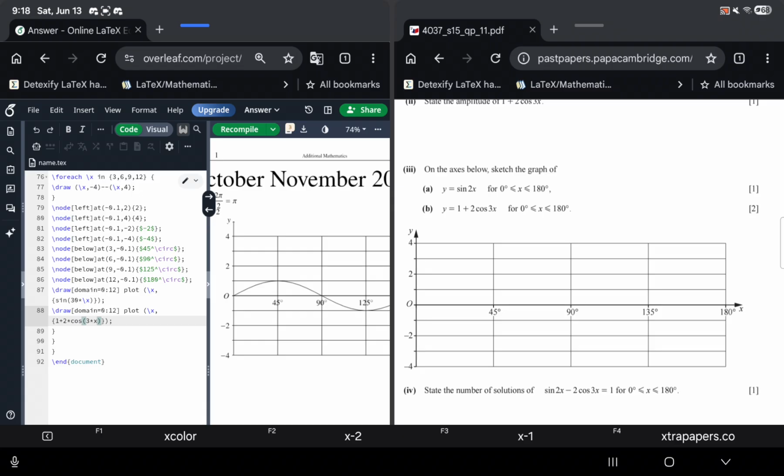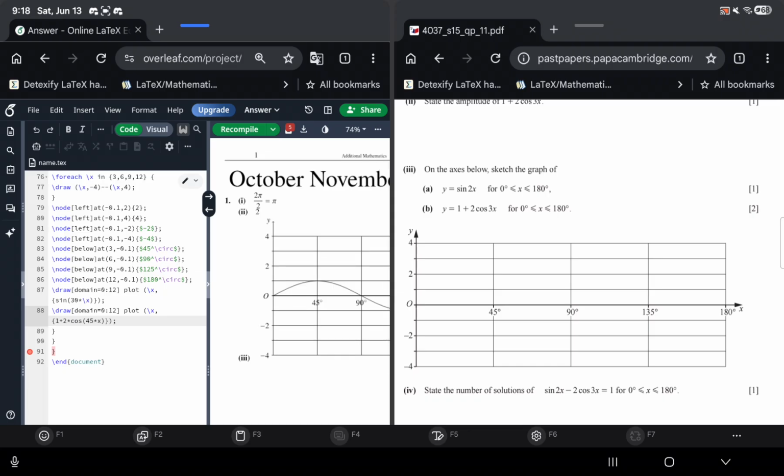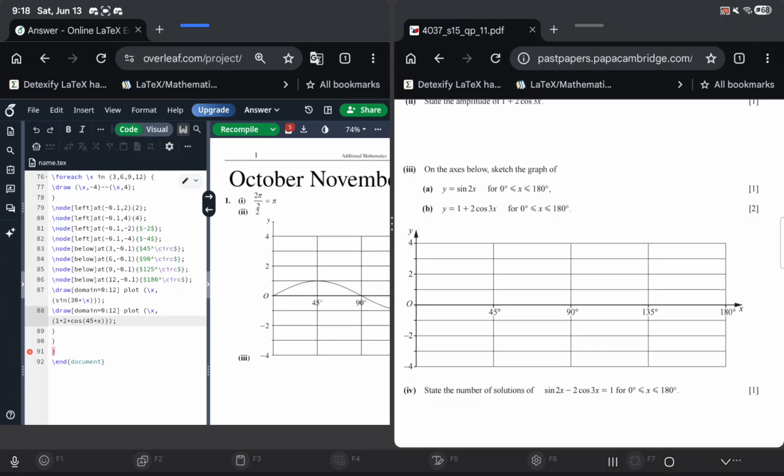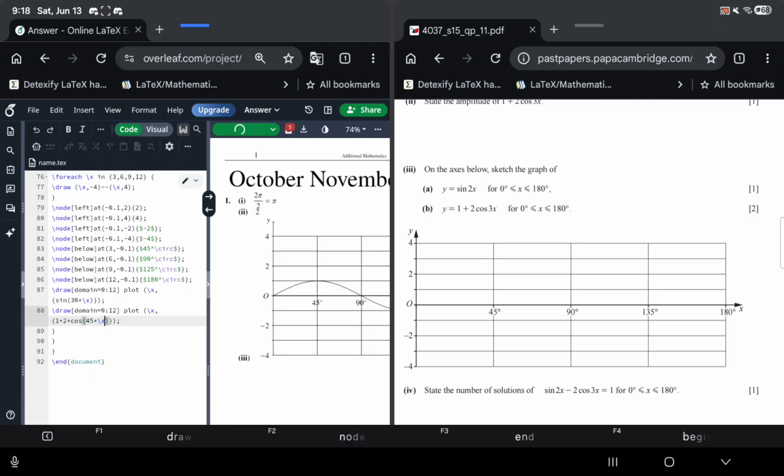So we do 180 over our length, which is 12, which gives us 15, times our period 2, which gives us 30. So if we do this, 180 over 12 is equal to 15, times 3 is equal to 45. So 45 should be the value we should actually be taking. And it's not plotting. Unknown function x. Oh my god.